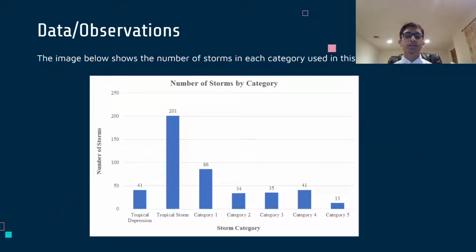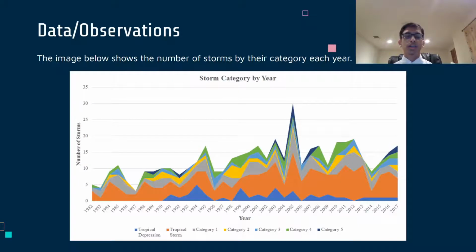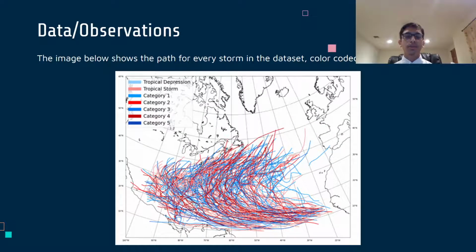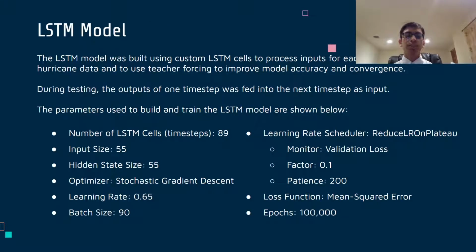Here we can see the number of storms by category. There were a total of 451 storms in the dataset from 1982 to 2017. Here are the number of storms by category and by year. And here are the storms plotted on a map of the North Atlantic Basin, color-coded for each category. So the LSTM model was built using custom LSTM cells in PyTorch, and teacher forcing was used to improve model accuracy and convergence. The parameters used to build this model are listed below.